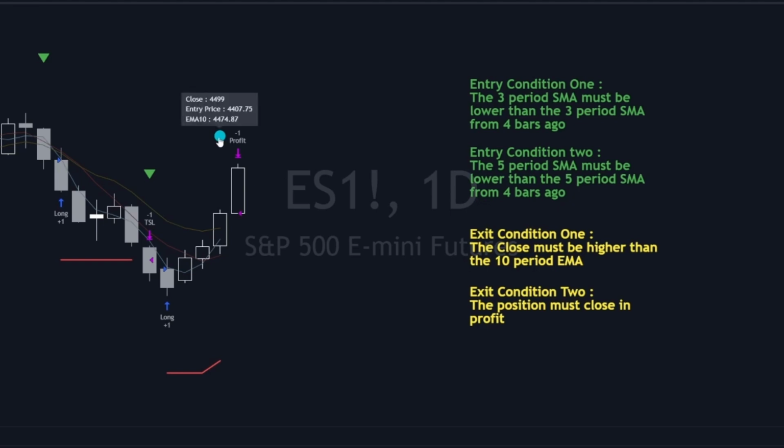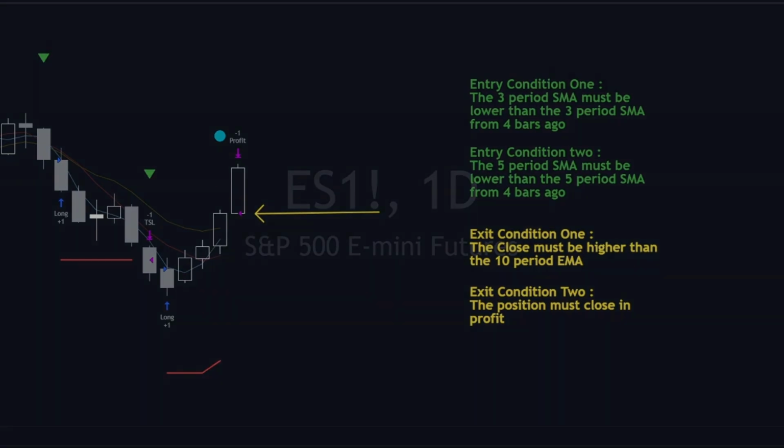So in case you couldn't see visually, here of course we have a blue dot with the information. The close is at 44.99. The entry price was at 4407.75, so we have closed in the money. The 10 period EMA is at 44.74, so we are once again above that, and therefore we can close the trade at the opening of the next bar. So this trade is now complete.